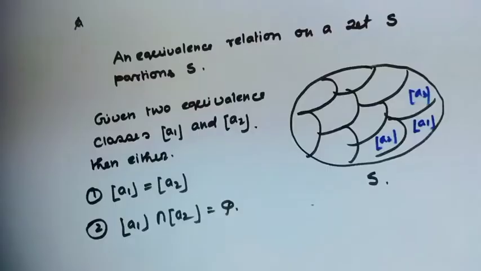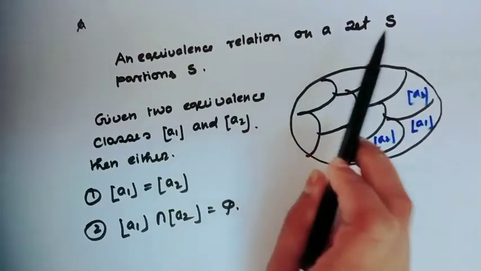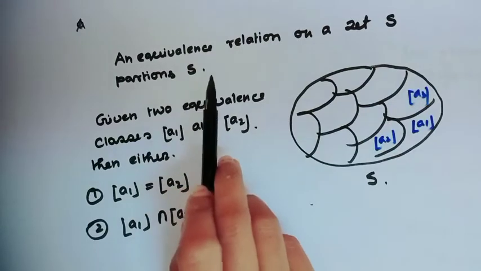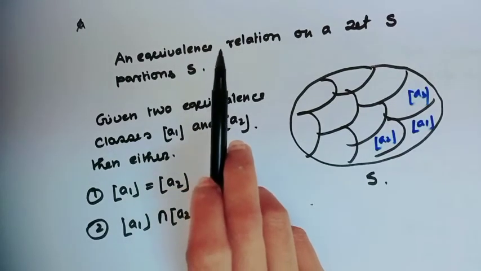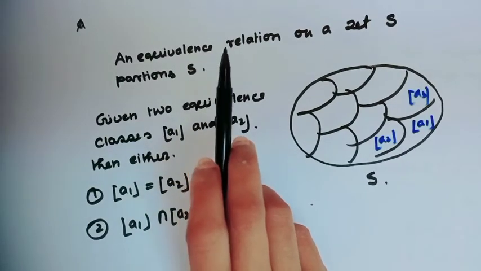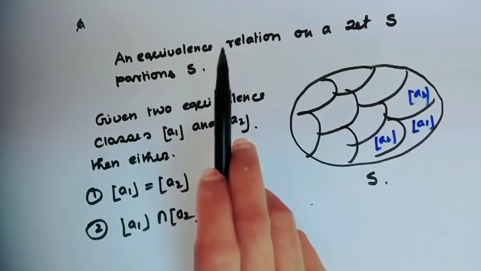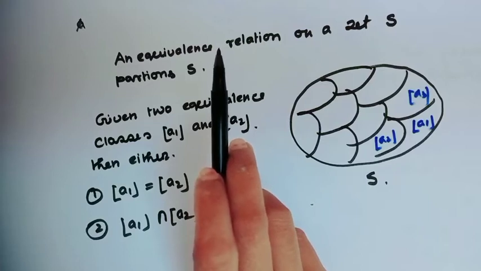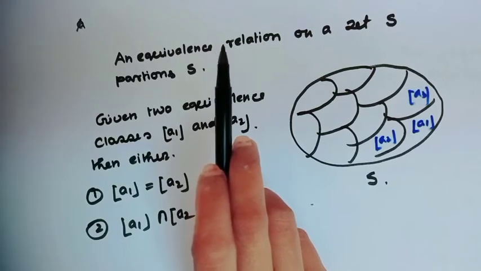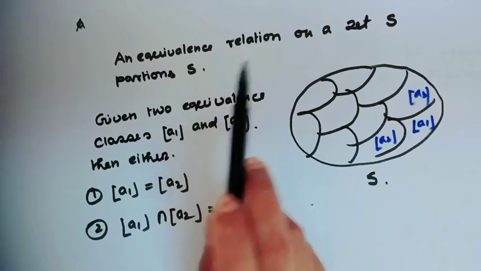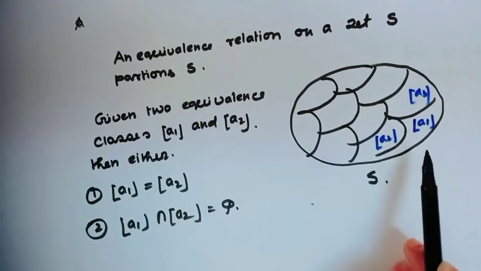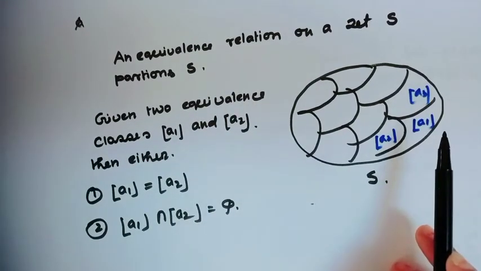Okay? Well, an equivalence relation on a set S partitions S. What is a partition mathematically? It is a set of subsets X of a set S such that, first, these subsets are disjoint, and second, the union of all these subsets is equal to S. Are you getting what a partition is?